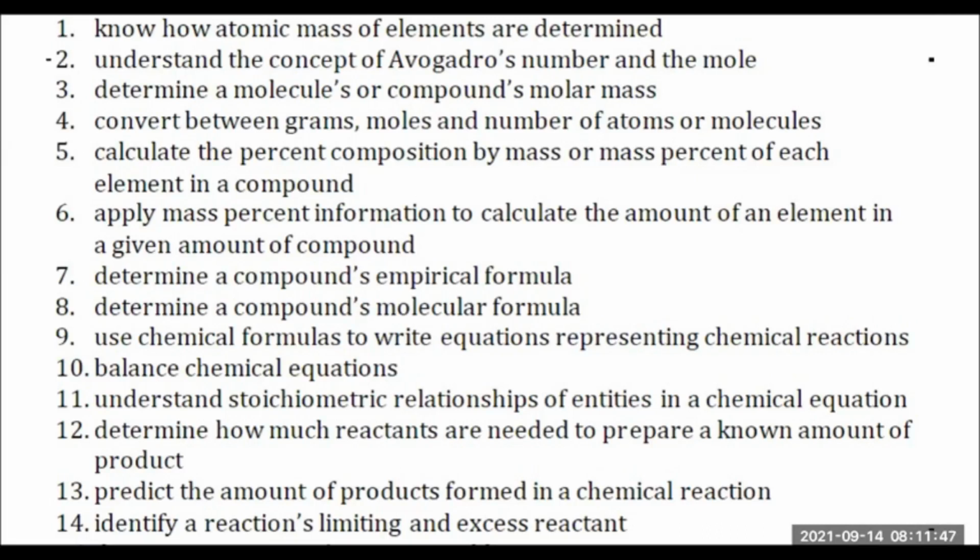Number 12, determine how much reactants are needed to prepare a known amount of product. Number 13, predict the amount of products formed in a chemical reaction. And number 14, identify a reaction's limiting and excess reactant. Those are the learning outcomes to be expected by the end of this module.